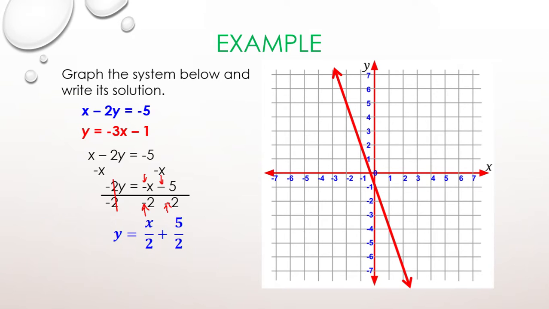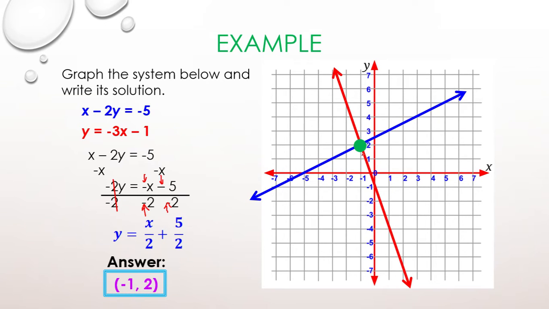Alright, now we get to plot the blue line. And the solution, remember, is where the two lines intersect. It intersects at that point right there, and that point is -1, 2.